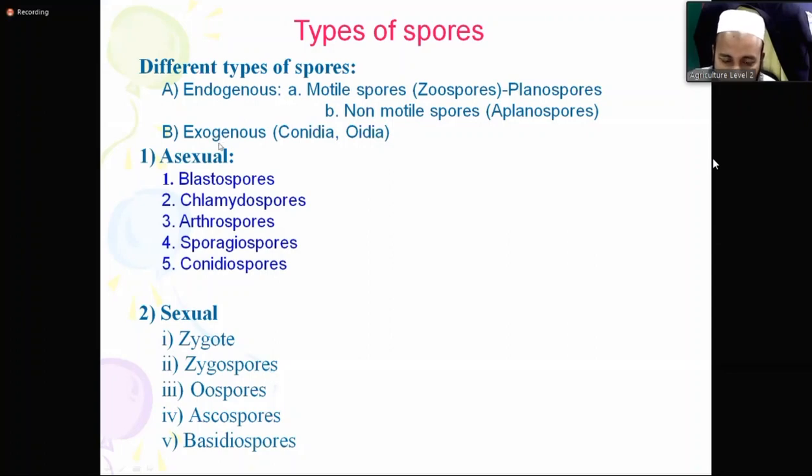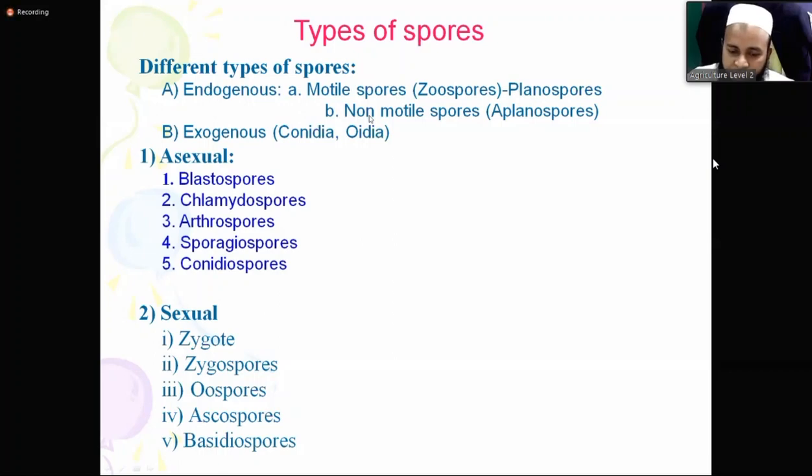Exogenous means the spore is produced outside, not in a sac. Sac means a bag. Endogenous spores grow in a bag-like or sac-like structure. Exogenous spores grow outside or directly. So no structure develops, or they have no structure covering the conidia or oidea. So two types, conidia and oidea. Oidea is for a special group of fungi.